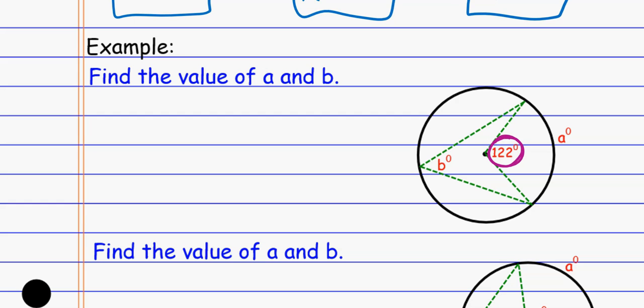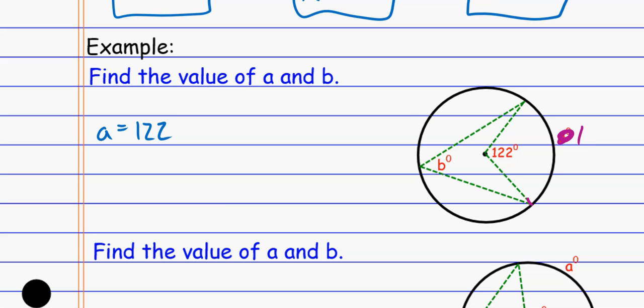And that 122 is associated with a central angle right here. This is a central angle because it's at the center of the circle. The relationship between a central angle and an arc is that they're the same, meaning if this is 122 degrees, then this also has to be 122 degrees. So that's my A value. So A is 122.